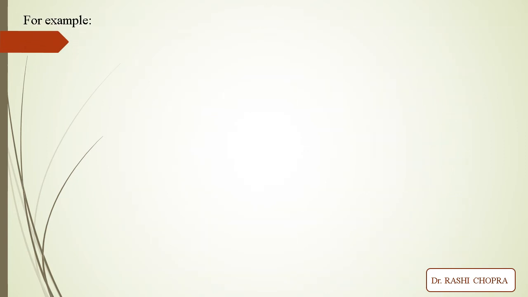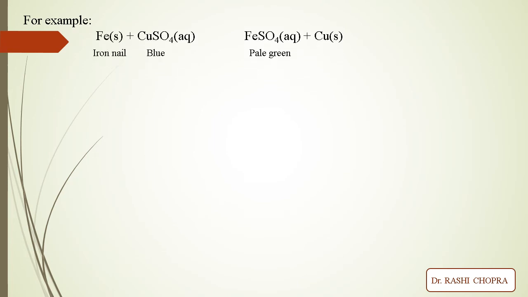I'll give you more examples of displacement reactions. Let's say I have iron. This you are also going to do in your practical classes, in your practical notebooks. You take a test tube, add an iron nail to that test tube, and then add 1 to 2 ml of copper sulfate solution, which is blue in color, and you shake it.